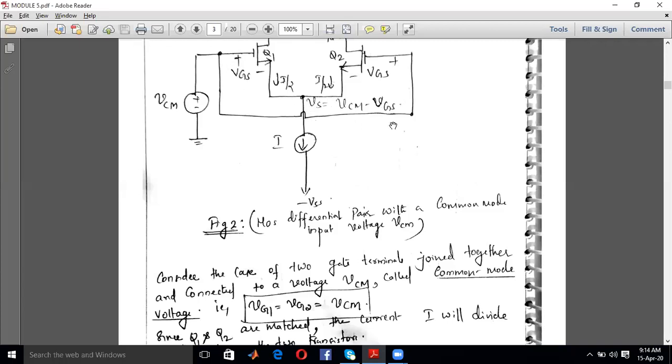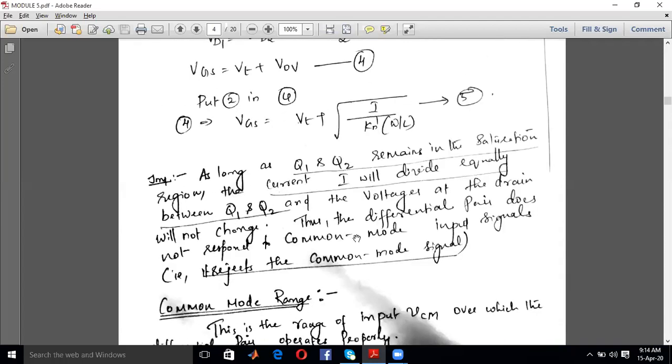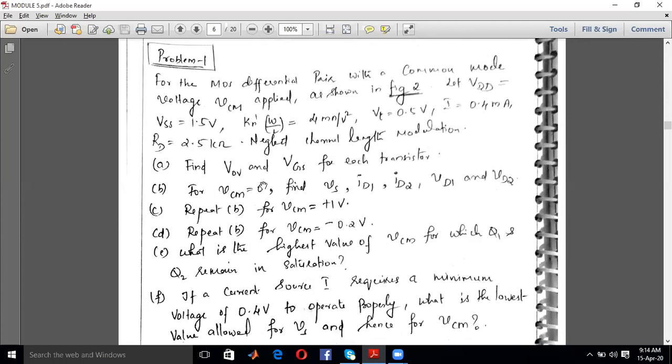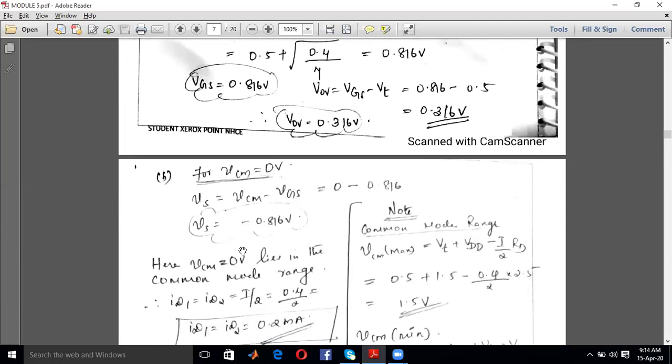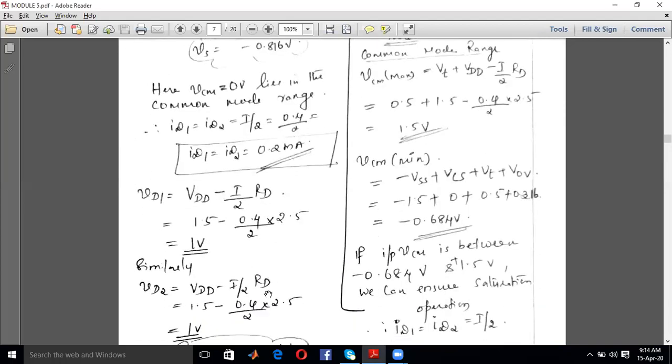So these two values you already know now, isn't it? What is VCM? As far as this particular question is concerned, VCM is 0. So 0 minus VGS, which you already found as 0.816. So the answer is negative 0.816 volt. So this much voltage is appearing as the source voltage. So for this part, we have found out the value of Vs, ID1, ID2, then VD1, VD2.